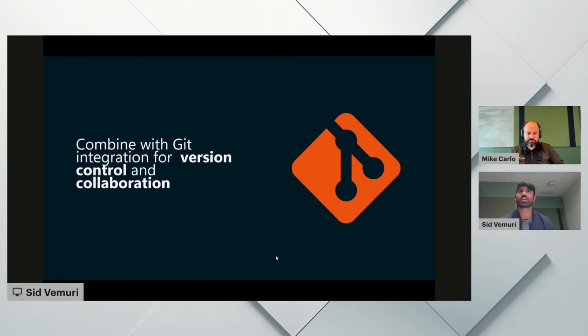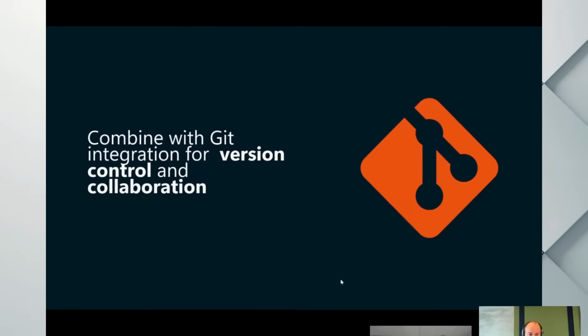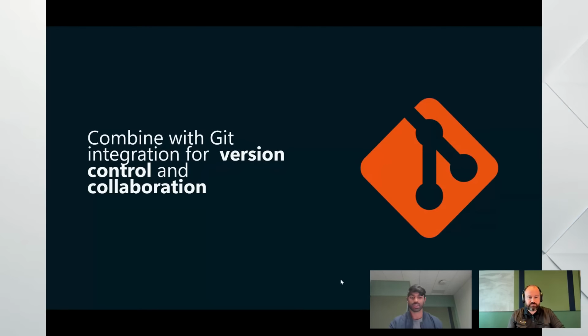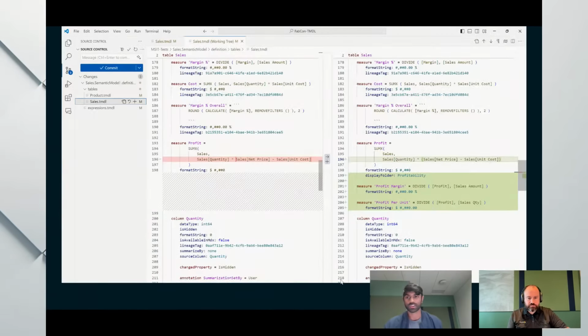So let's talk at a broader level about what else we get by having a TMDL extension in Visual Studio Code specifically. Because if you thought about it, that's all stuff that's really specific to any text editor that works with TMDL files. But why VS Code? The first thing is that we can combine what we do in editing these files with the Git integration that's already built into VS Code. And this is what that looks like.